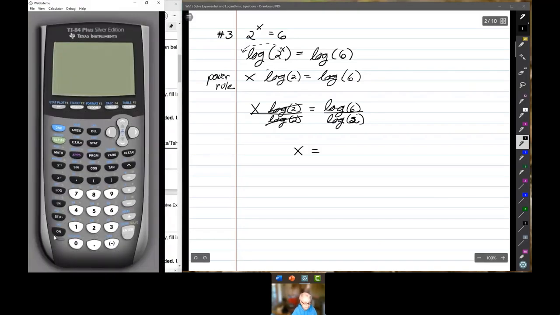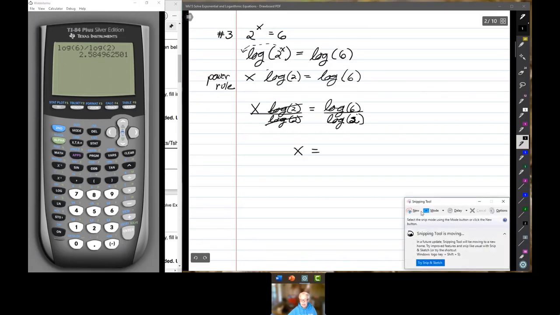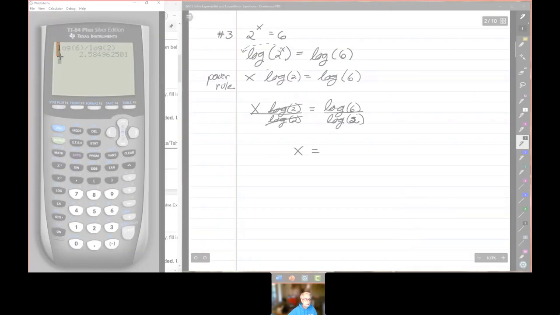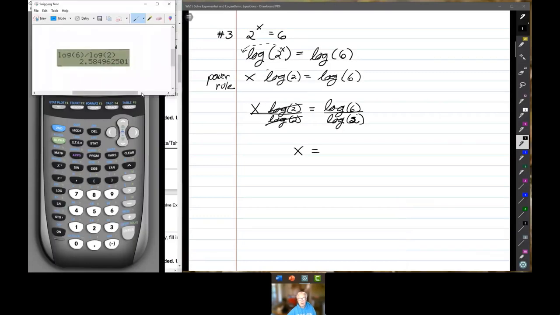We'll see. Log of 6, log 6, close parentheses, divided by log 2, close parentheses. Yep. Let's put this over there, because I hope you'll be studying the notes. Now you'll have the complete notes and you'll have the notes from our class.